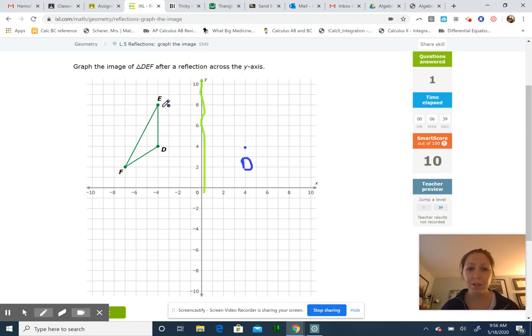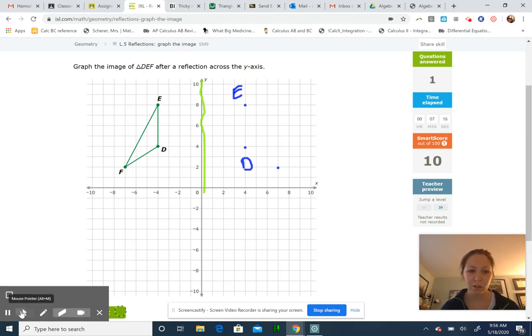Okay. We're going to do the same thing with E. E is also 4 away, so 1, 2, 3, 4, but here up at 8. So we're going to have E up here. And then F is down at the 2, and it's 1, 2, 3, 4, 5, 6, 7 away. So we're going to come across here 7. Oh, I don't know what this one is. That's a mistake. Take the eraser.